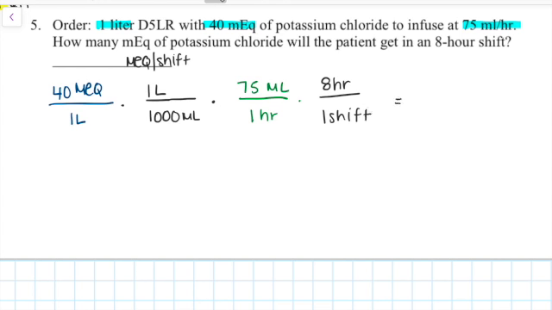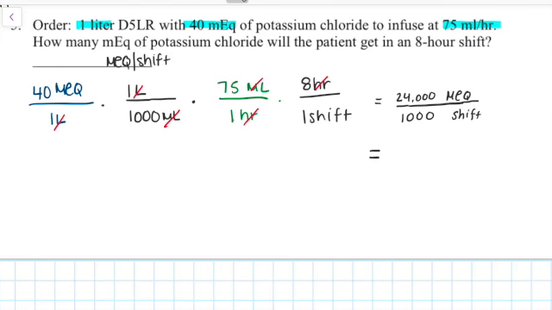Okay, so cancel out liters, milliliters, and hours so that our end result will be in mEq over shift. So 40 times 75 times 8 is 24,000. And then we put that over 1,000. 24,000 divided by 1,000 is 24 mEq per shift.